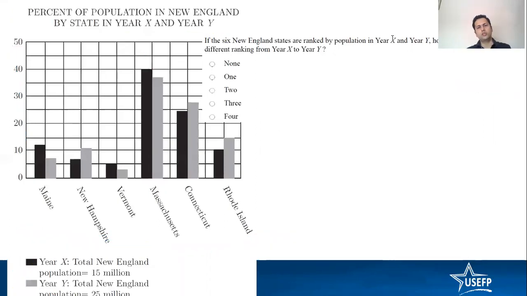So data analysis questions would not come alone. There'll be a series of questions. So you need to first absorb what the title is saying, then read what is in the axis, then the legend, and then you can read what the question is saying. This was the first question related to data analysis.